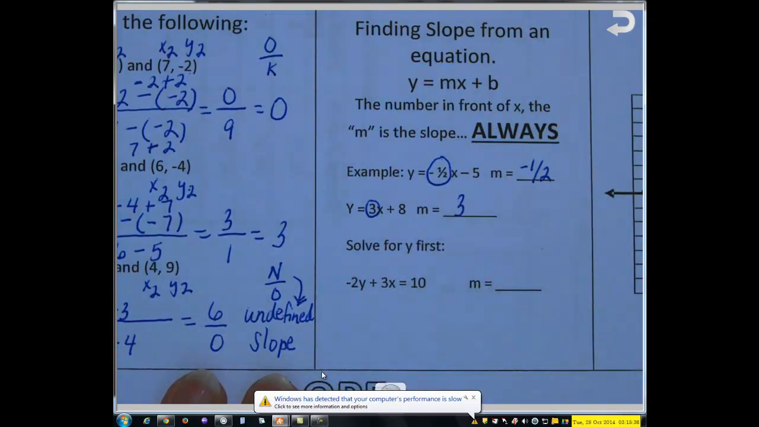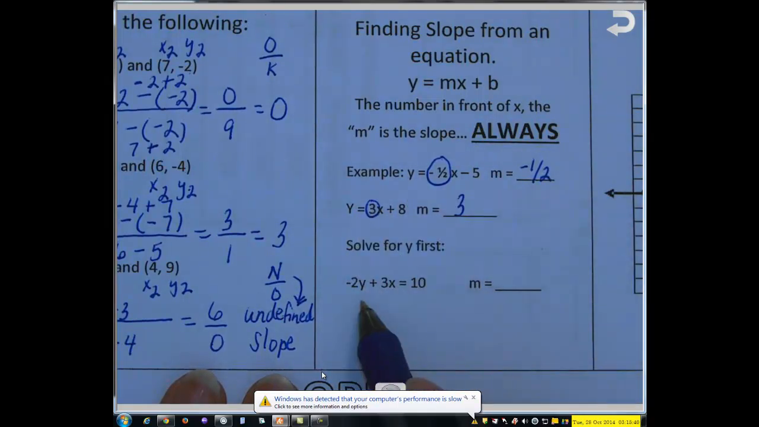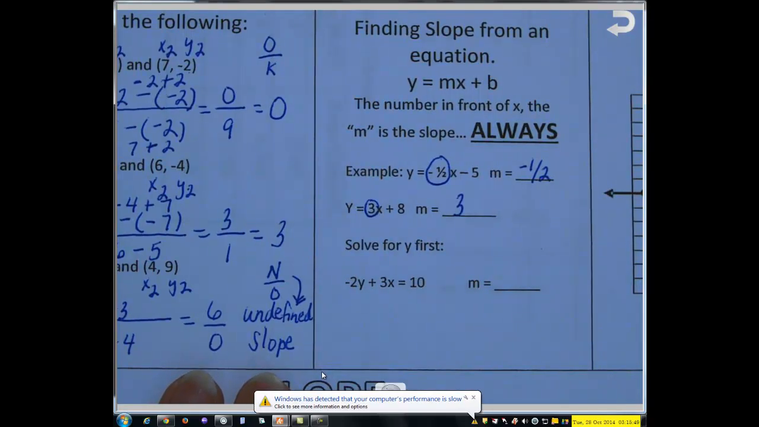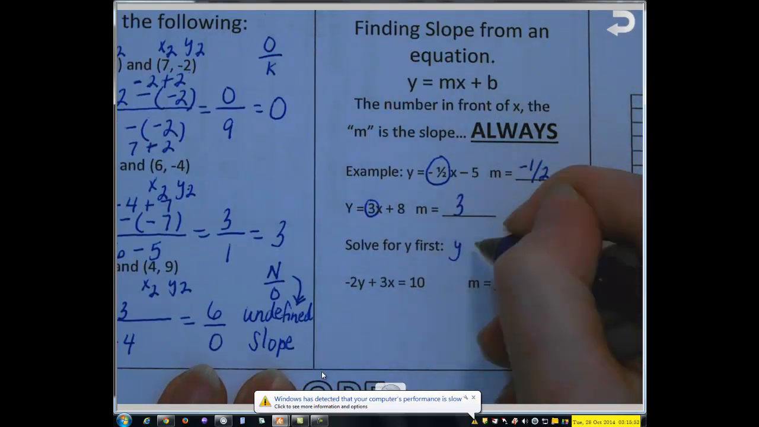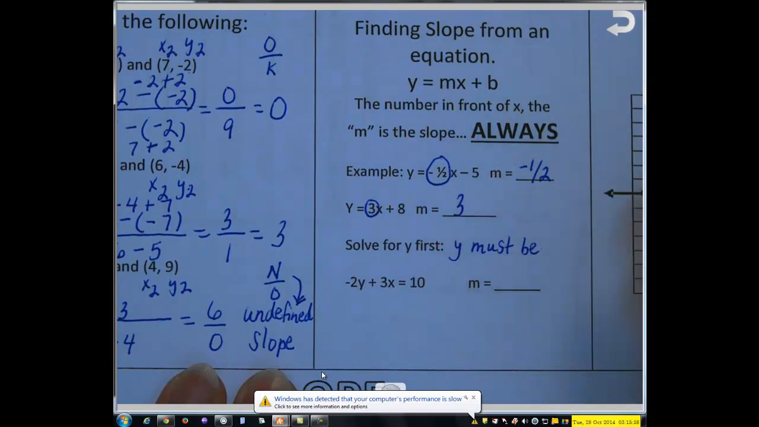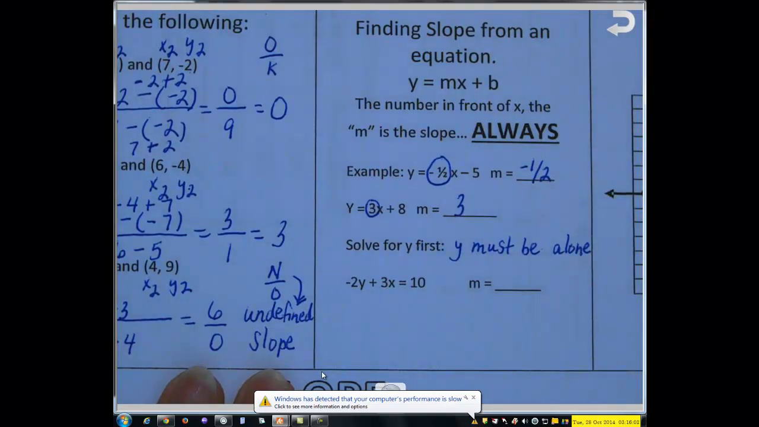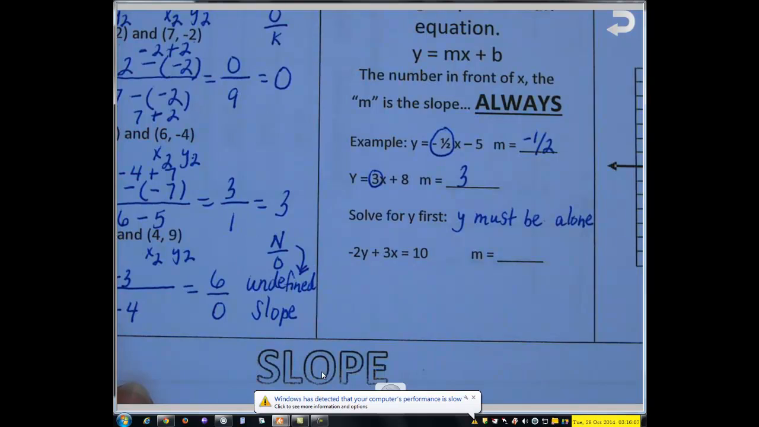If you said that the y was by itself in these two equations and it's not by itself over here, you are correct. Before we can find the slope in the equation, y has to be by itself. So solve for y first, because y must be alone before you can find the slope. So this looks like the literal equations that we were solving a couple of units ago.